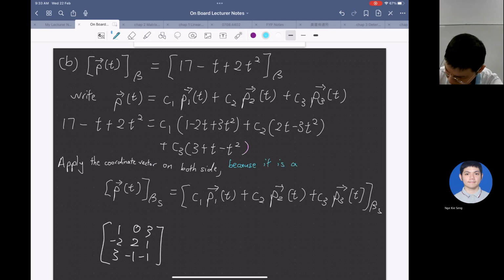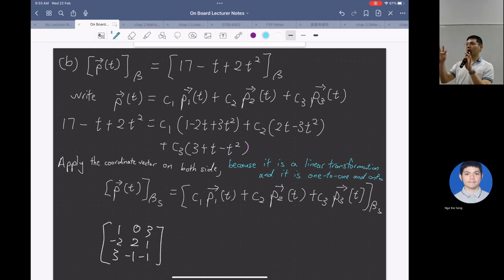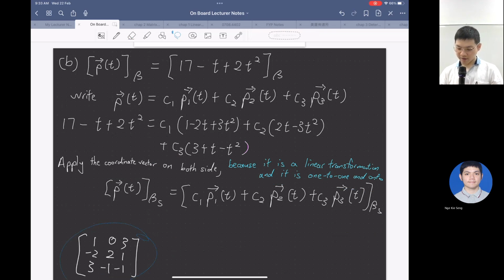Because it is a linear transformation and it is one-to-one and onto. You need all these conditions so that you can apply the function to the vectors. So instead of checking the vectors in your vector space, you can check it in Rn. So in this case, you reduce your question to checking in Rn.